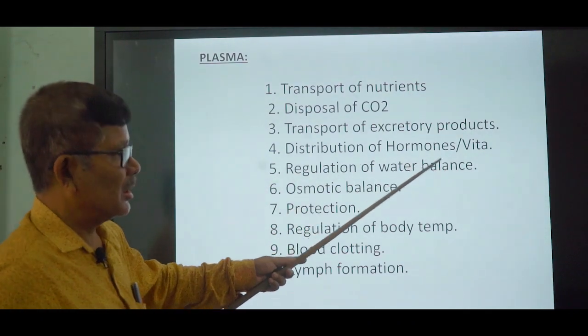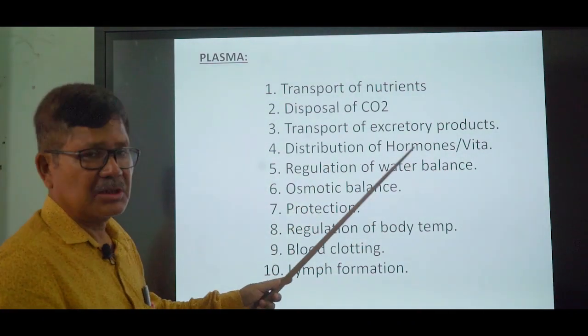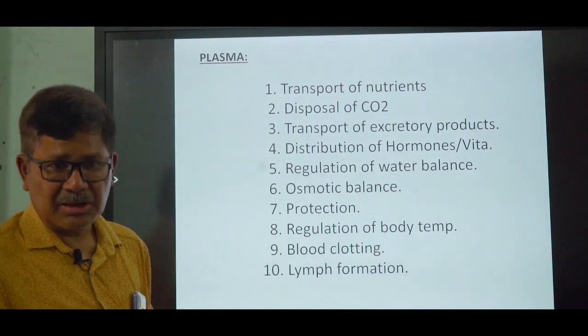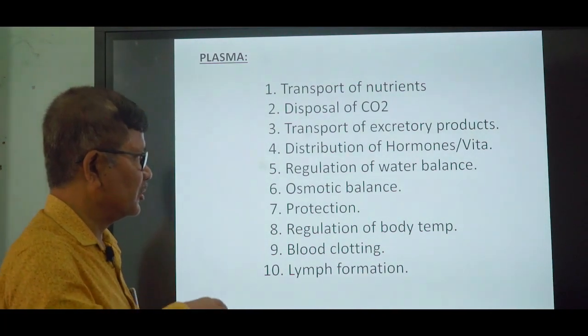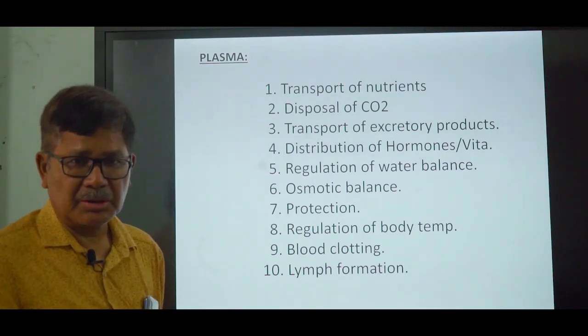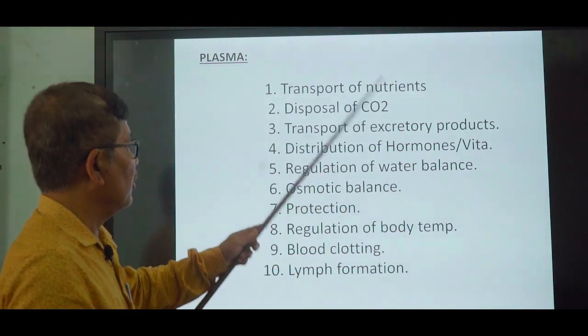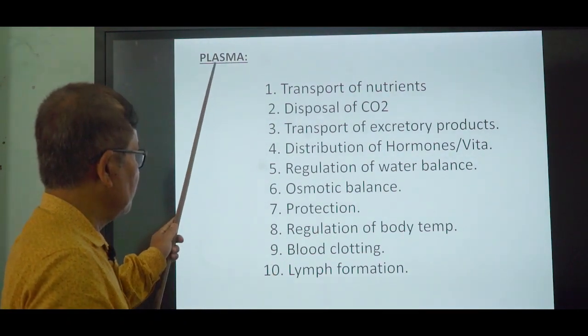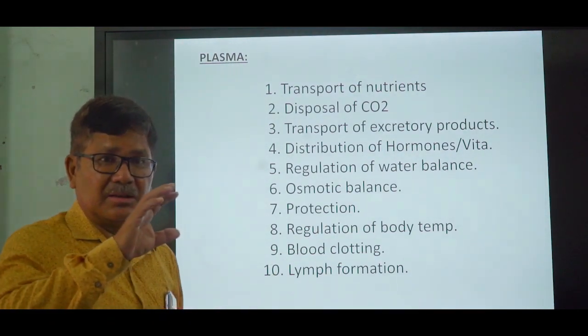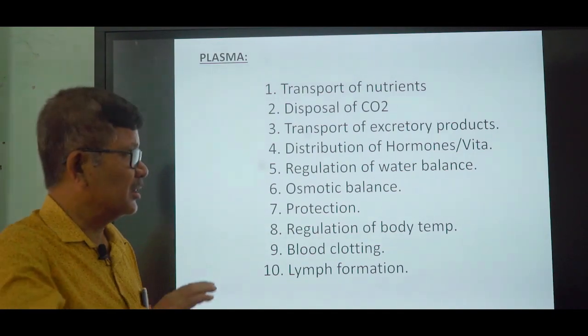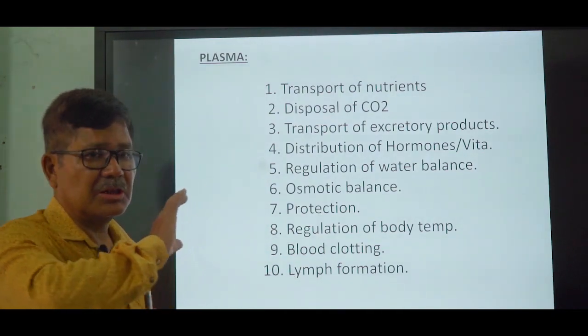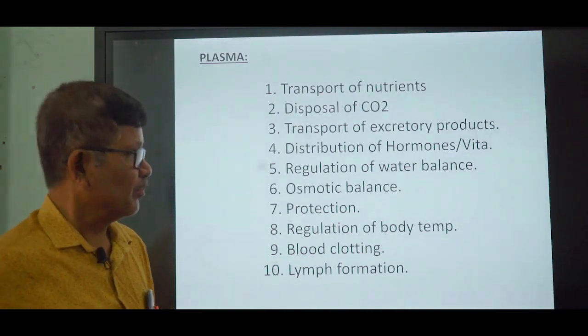Distribution of hormones and vitamins. The hormones are secreted by different endocrine glands, and vitamins are also produced in our body and we get them from our food. These hormones and vitamins are all mixed with the plasma, and as the blood circulates, hormones and vitamins are distributed through our body.